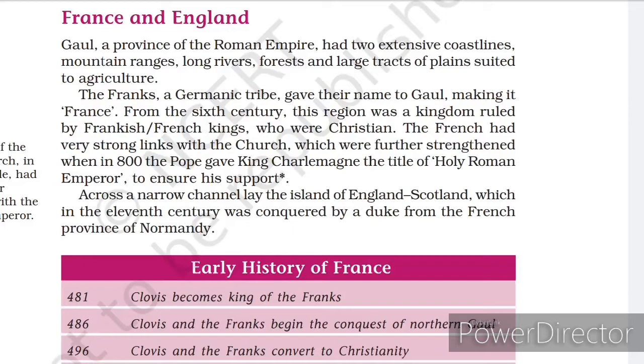Now, when the king Charlemagne was given the title of the Holy Roman Emperor by the Pope to ensure his support. Why was this title given? See here, the Pope, in order to get the support of the king, gave a title to this king, saying that you are a Holy Roman Emperor. And all this is done so that they can be protected.